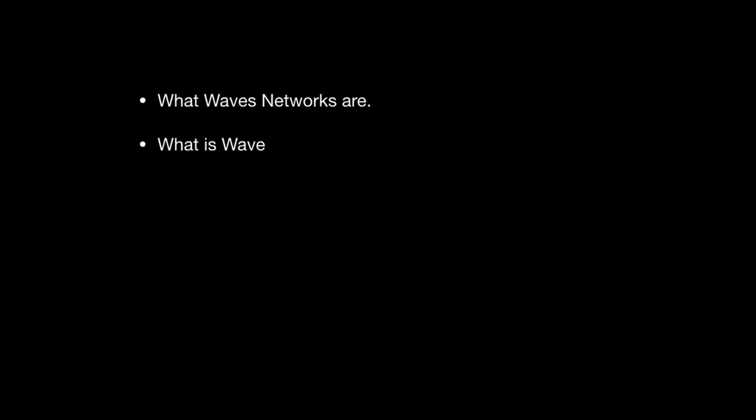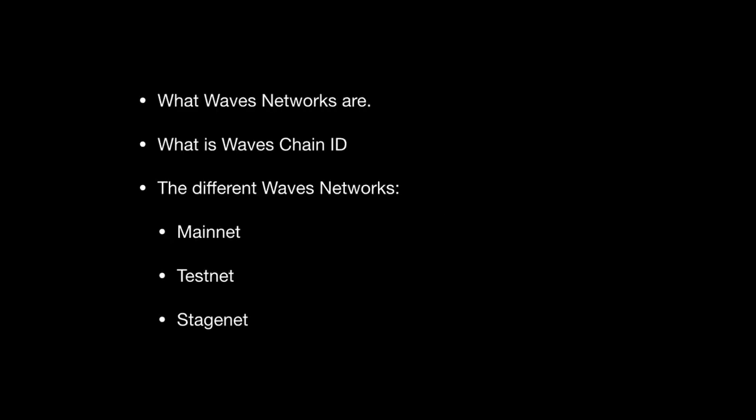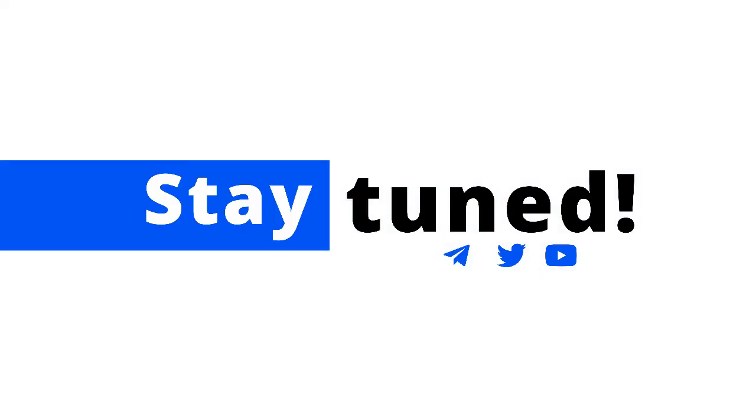Now let's take a recap of everything you've learned in this video. You've learned what Waves networks are, and what the chain ID is and its importance. You've also learned the different Waves networks: the Mainnet, which is the network that the general public uses by default; the Testnet, which developers test on; and the Stagenet, where experimental functionalities for the Waves blockchain are tested before they are deployed on either the Testnet or the Mainnet.